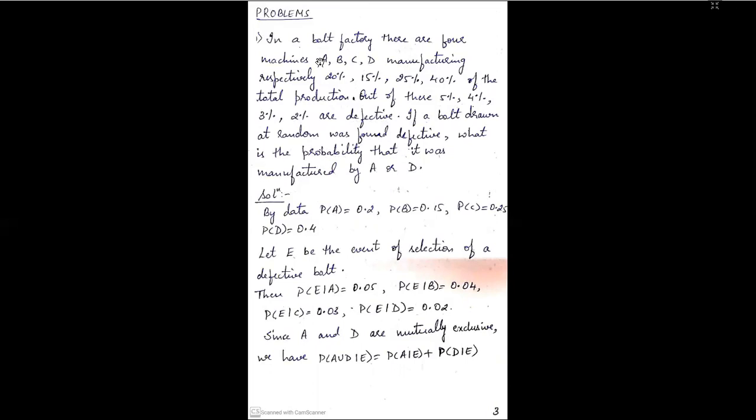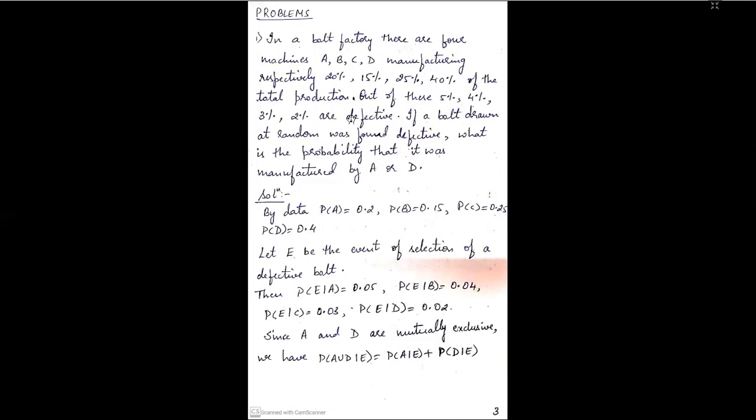So we have four events A1, A2, A3, A4 as A, B, C and D. That is, bolt manufactured from A, bolt manufactured from B, C and D. Now if you draw a bolt at random, you need to find the probability that it is found to be defective.